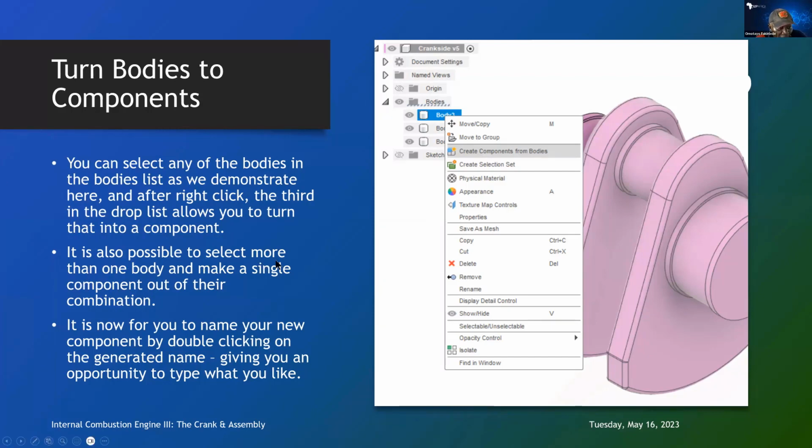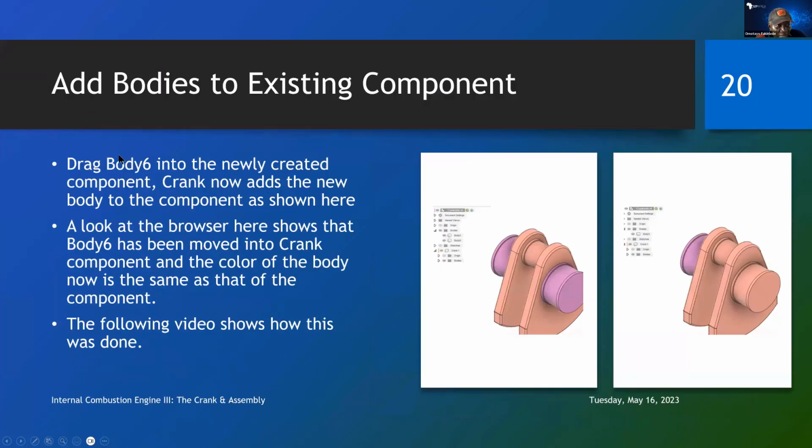It's also possible to select more than one body and make a single component out of their combination. It is for you to name your new component by double-clicking on the generated name, giving you an opportunity to type what you like. And add bodies to existing components. For instance, by the time you move from here to here, you will see that these ones that are colored the same are all now constituting one component, and the one that is colored differently from it is either still a body or it will be made a component different from them.